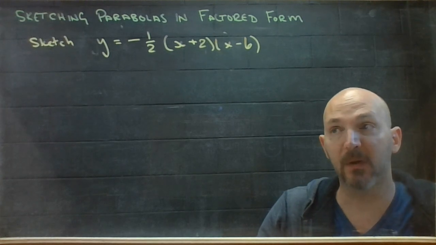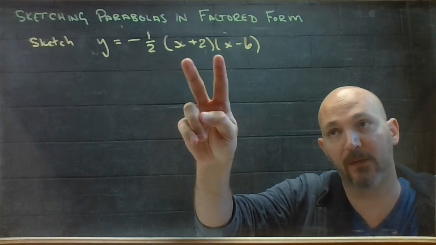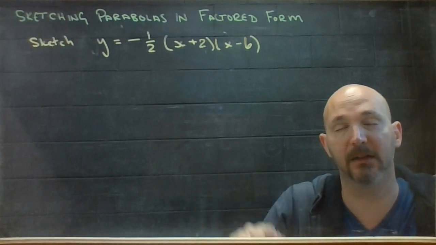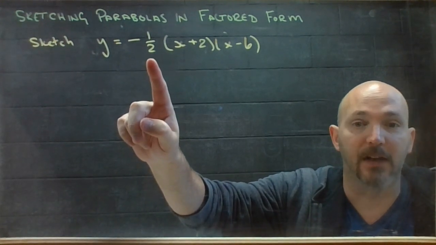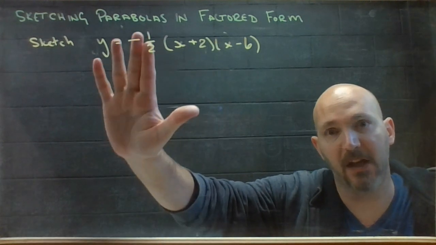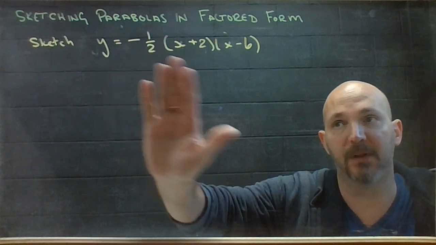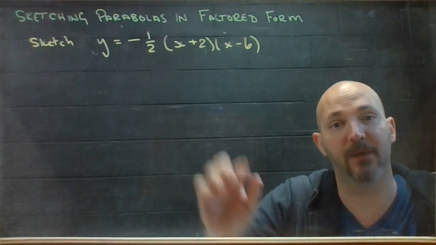The last example, I still have this in factored form. I can tell it's in factored form because I have 2 brackets sitting here. This one has a negative in front and a fraction in front. So that's going to change the shape I use for the pattern, but it is not going to change how I find x-intercepts. So I'm going to do them first.